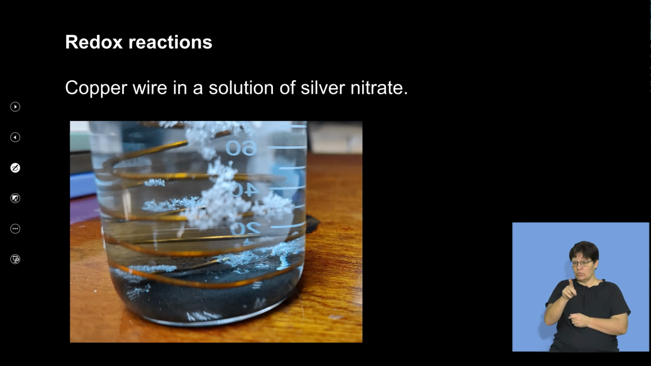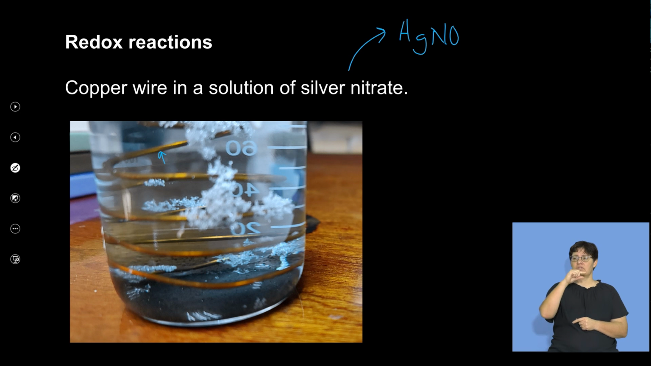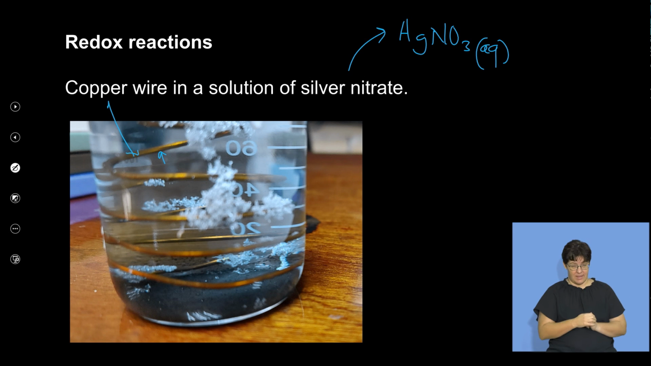So if we've got a copper wire, you can see the copper wire there, right? And then it is placed in a solution of what? Silver nitrate, okay? Chemical formula, very, very important. And then we've got our copper there. That's our copper wire. This is the observation that is made.